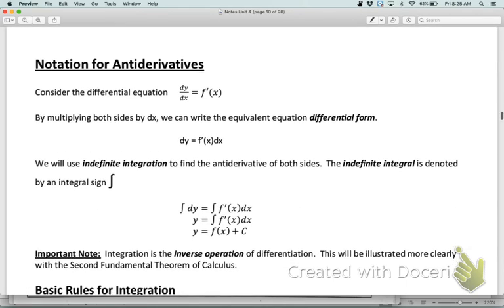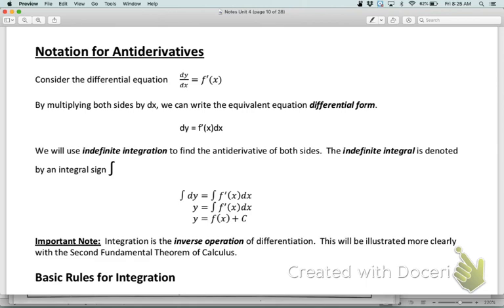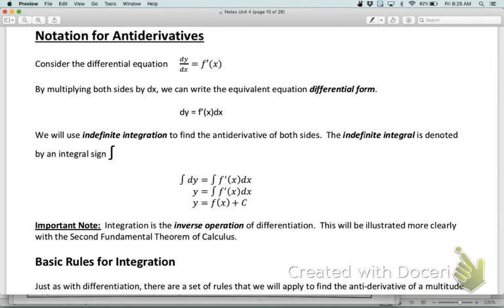Okay, let's talk about some notation so we can formalize this a little bit. Okay, so remember we've talked about, this is called a differential equation. dy dx, that's our derivative notation in one form, and that's equal to f prime of x. That basically says the derivative is equal to the derivative. So if we multiply both sides by dx, then we get this. dy, that means the change in y, is equal to f prime of x times dx, which is the change in x. We can separate those two things.